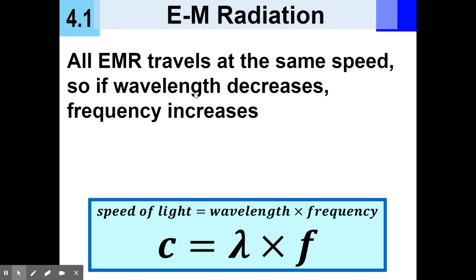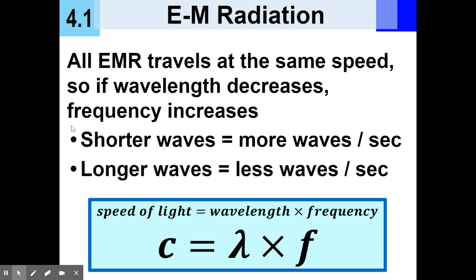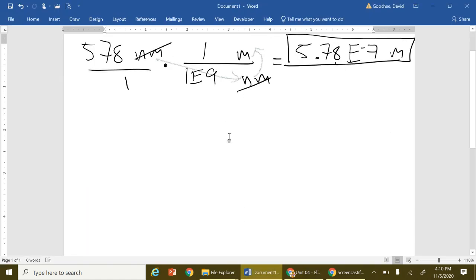Now, all electromagnetic radiation travels at the same speed, okay? So if wavelength goes down, that means if you have shorter waves, you're going to see more waves every second. On the other hand, if your waves are longer, you are going to have fewer waves per second. So as wavelength goes up, frequency goes down. As wavelength goes down, frequency goes up. I use the analogy to compare this to trains on a train track.